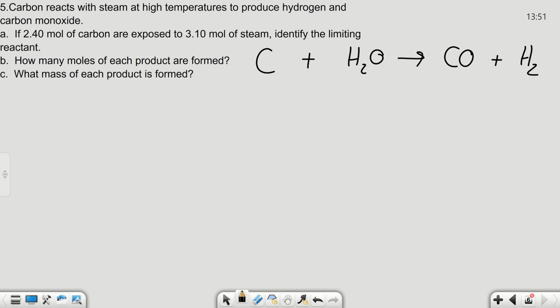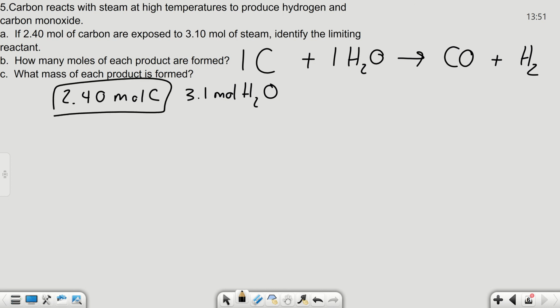So this one actually should be a lot easier for me to figure out. And look at that, they already give us moles. I have 2.4 moles of carbon and 3.1 moles of water. Well, what's my ratio telling me here? It's 1 to 1. For every mole of carbon, I need 1 mole of water in order for it to completely react. I'm a little bit short on the carbon, so carbon is going to be my limiting reactant.